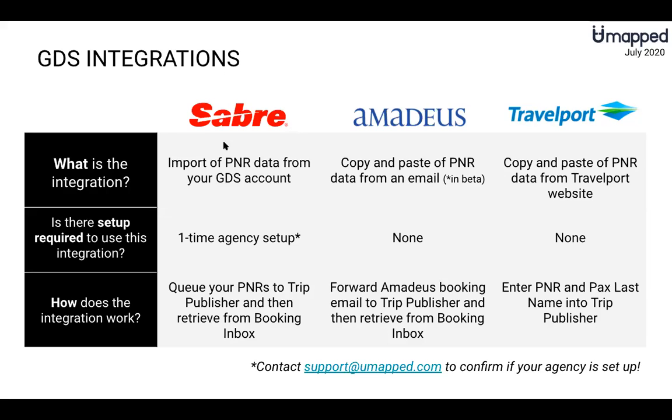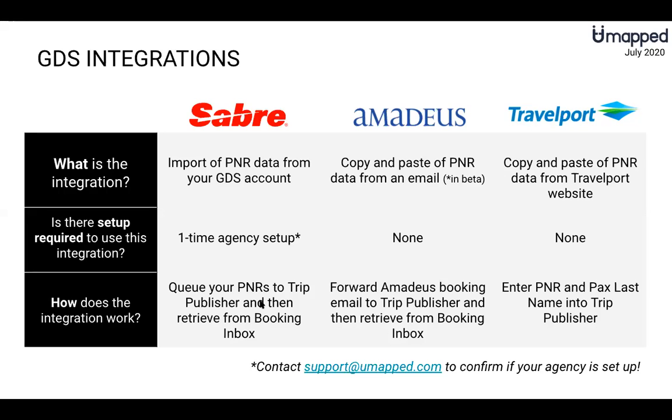All right, so we're going to start with Sabre, since that's the only GDS integration that we have. So we're not looking at these guys. These are just here because I like this sheet. So the Sabre Live integration is an import of all of your PNR data from your GDS account. And that means not just confirmed bookings within Sabre, but also, I think they're called pseudo-confirmed or something like that. But essentially anything that you have in a Sabre PNR, we're going to be importing directly into the trip publisher.